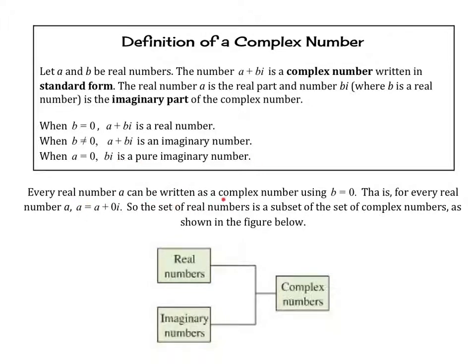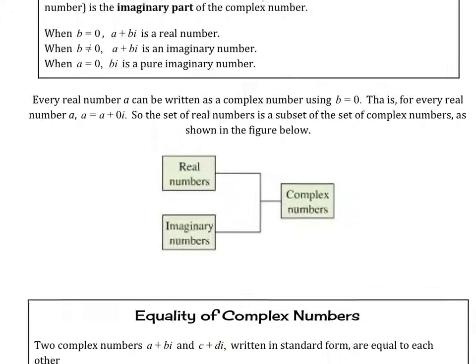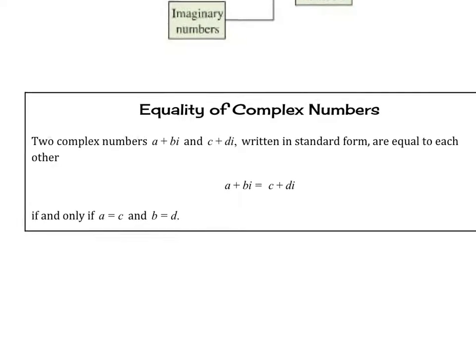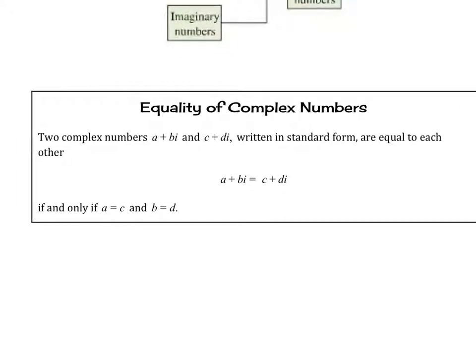Every real number a can be written as a complex number using b equals 0. So for every real number, a equals a plus 0i. So the set of real numbers is a subset of the set of complex numbers as shown in the figure below. So you have real numbers, imaginary numbers, and then our complex numbers. Equality of complex numbers: two complex numbers, a plus bi and c plus di, written in standard form, are equal to each other if and only if a equals c and b equals d.